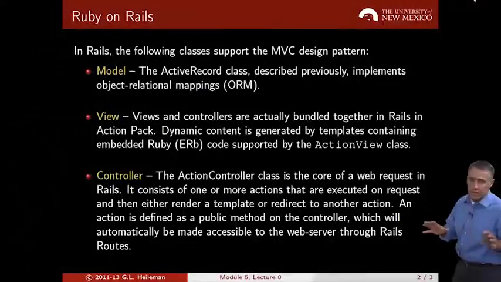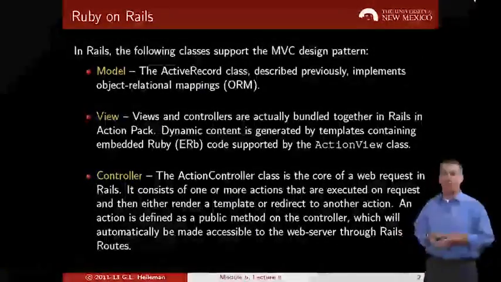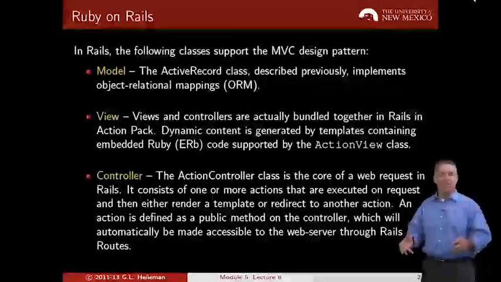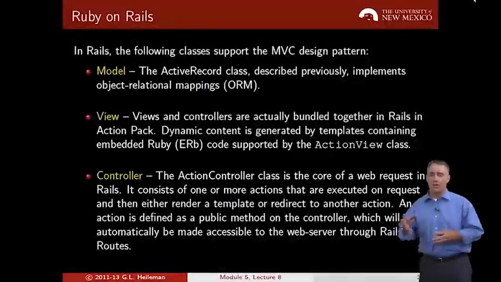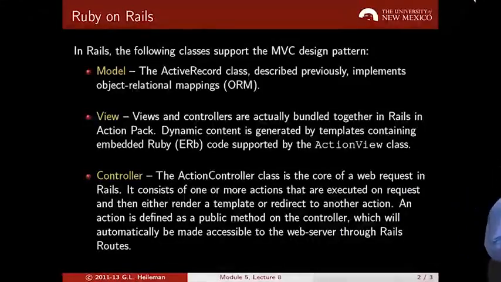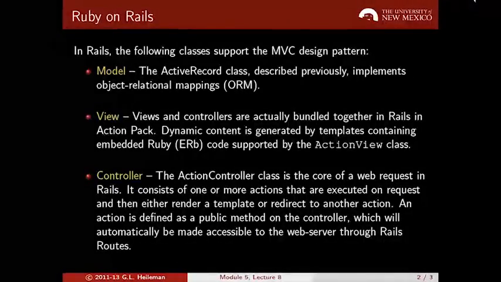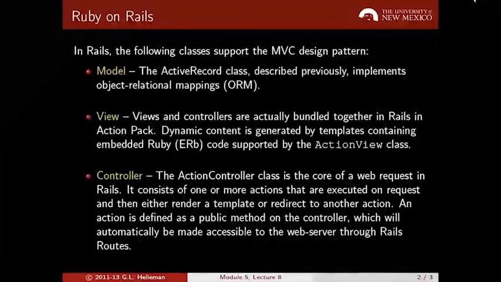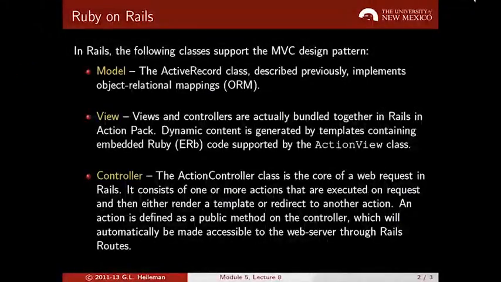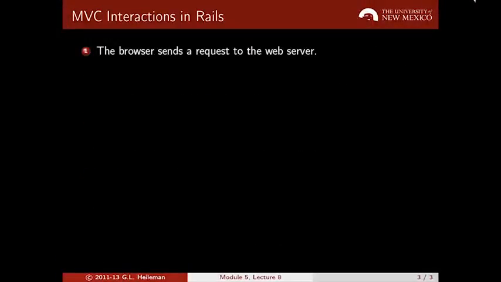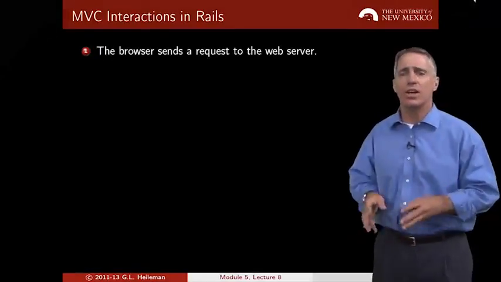This is the core, again, of how a web request is handled in Rails, right? It consists of these actions that are executed on requests that either render a template or redirect to another application, as we've already discussed. And we've already discussed the fact that these actions are defined as public methods in the controller that are made available through these routes that you define. Let's take a look at how this works step by step in detail in a Rails application.